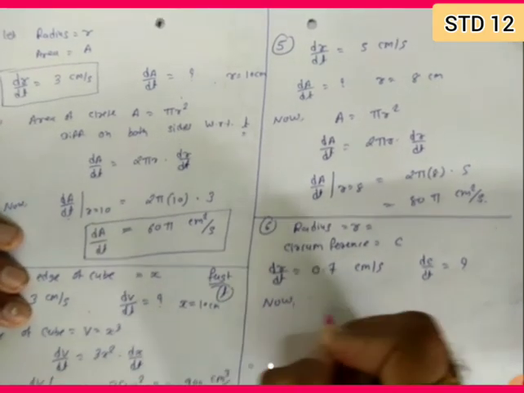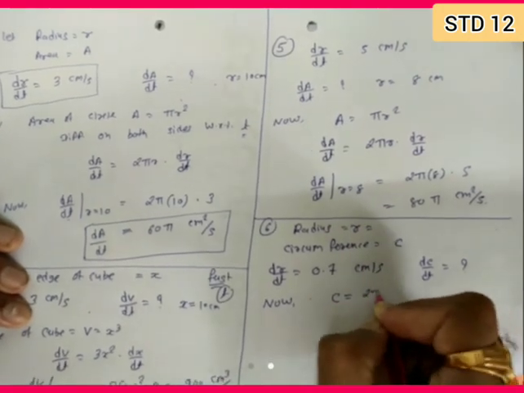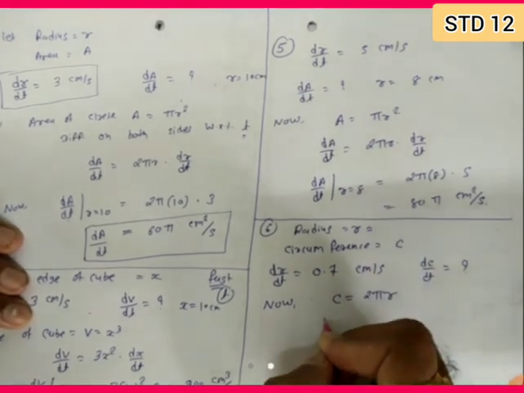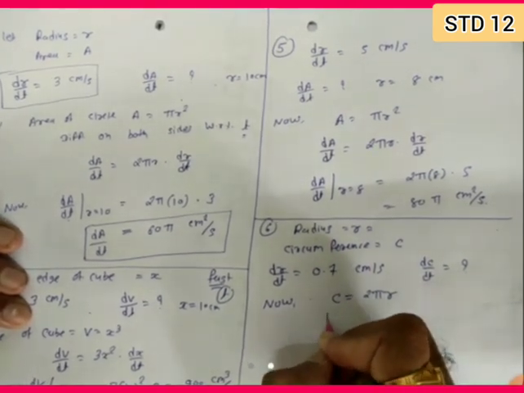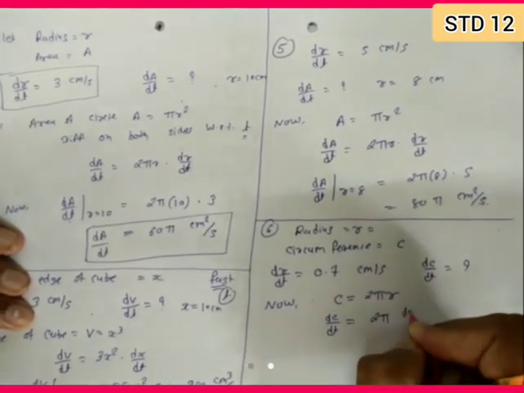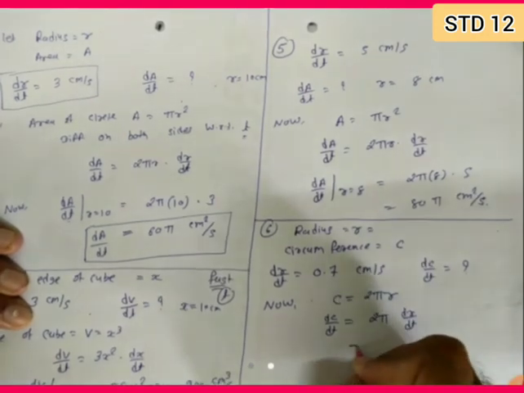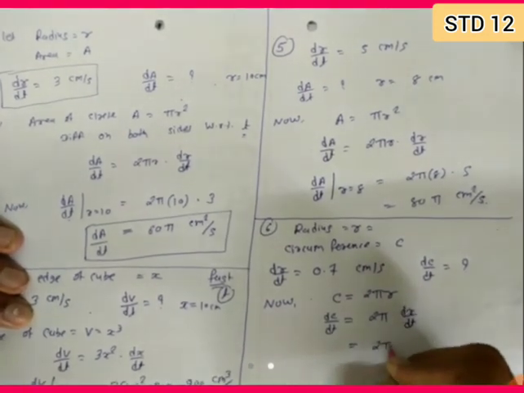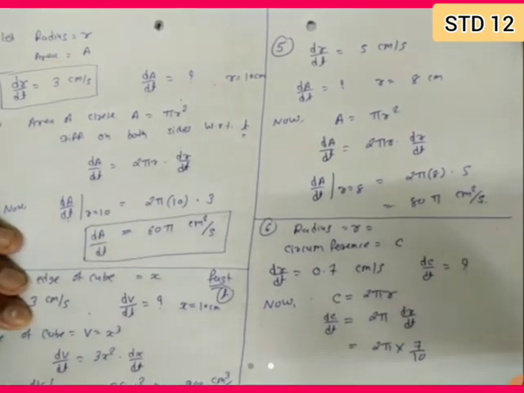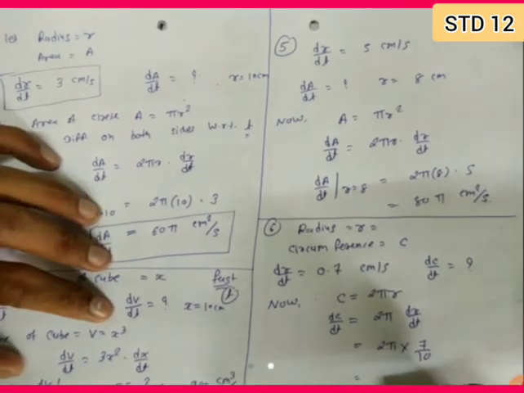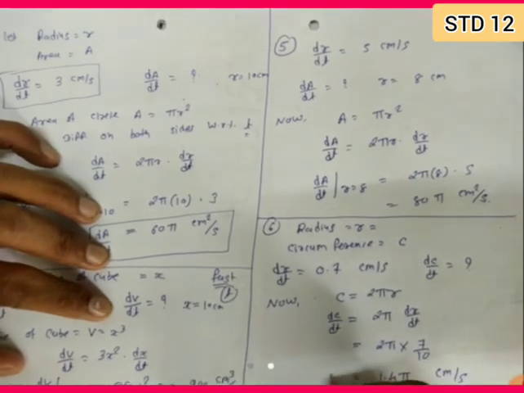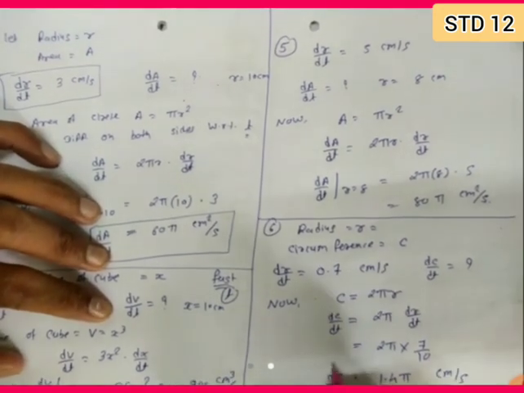So the circumference of a circle with radius r is 2 pi r. To obtain the rate of change of circumference with respect to time, we have to differentiate this with respect to time only. So dC by dt is 2 pi, a constant, into dr by dt. Put the values. So it's 2 pi into dr by dt, which is 7 by 10. 7 twos are 14, 1.4 pi centimeter per second. That is the rate of change of circumference.